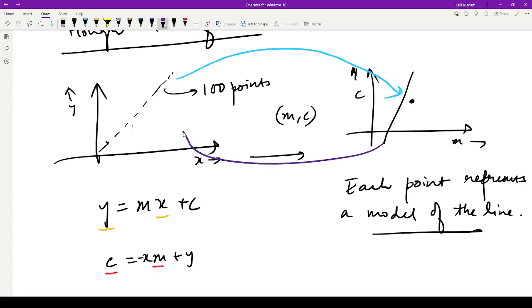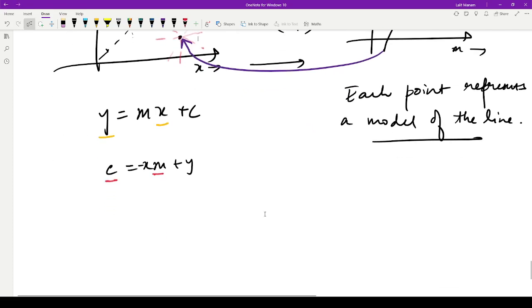It represents a point in image space. There is a family of lines which can pass through this point. All these lines here represent specific points out there in the MC space. Okay, so there was one interesting question out there in the class.